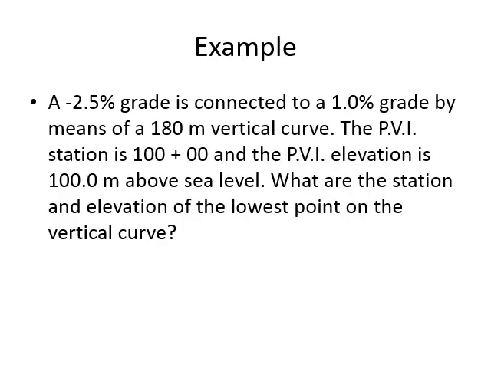So we have this example: a gradient of minus 2.5% is connecting to a 1% gradient, and the curve has a length of 180 meters. The intersection point is at a station of 100, and the elevation of this intersection point is 100 meters. We want the station and elevation of the lowest point of the curve. Now why are they saying the lowest point? Because G1 is less than G2, so it's a sag curve.